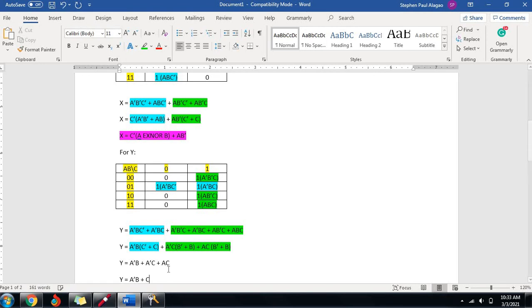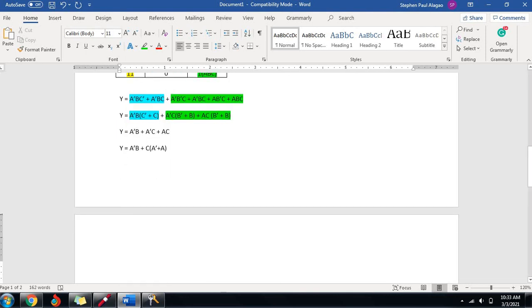So C, or I will just simplify this one later. So C, you have A bar plus A. So our y will be equivalent to A bar B, and then plus C. So this is now your equation for y.